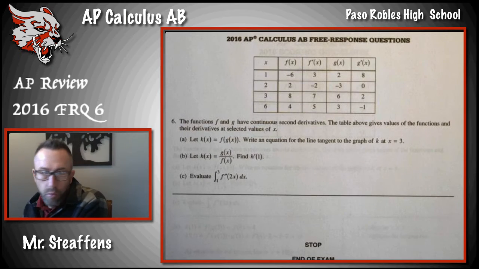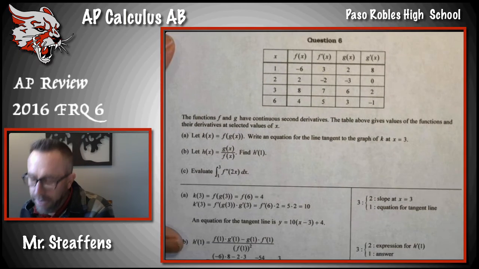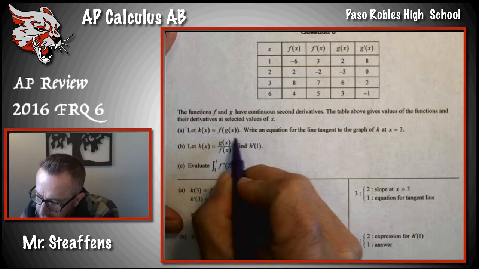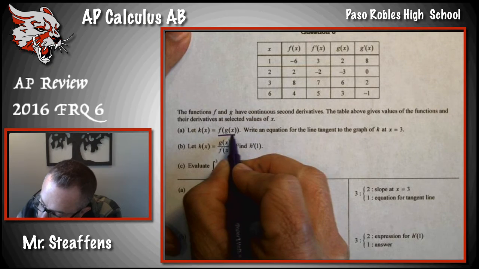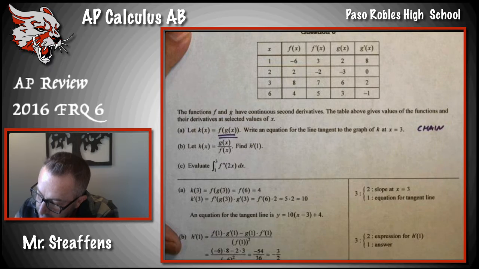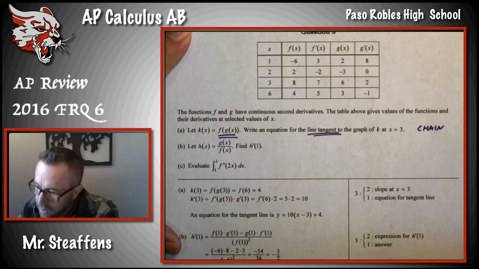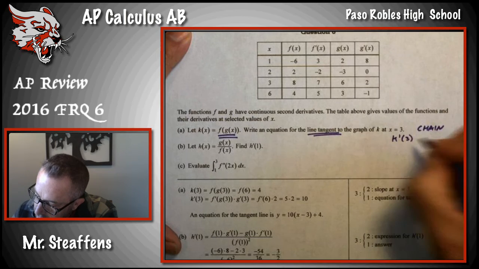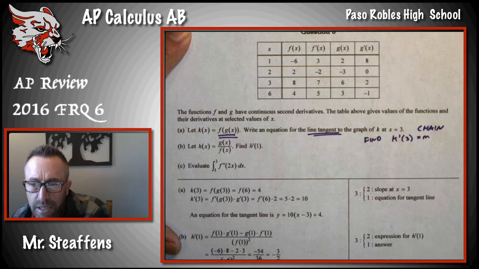Question A. Question A says basically, I'm going to ask you about k of x, and k of x is going to be f of g of x. So lo and behold, what do we have, ladies and gentlemen? We got a big chain rule. And I want the equation of the tangent line. So I need to find k prime at 3 so that I can find the slope of this tangent line.